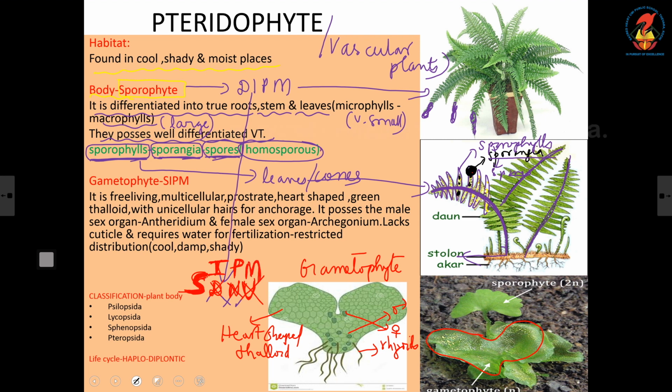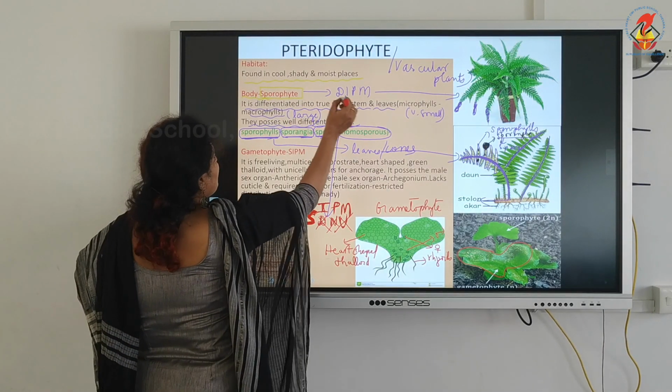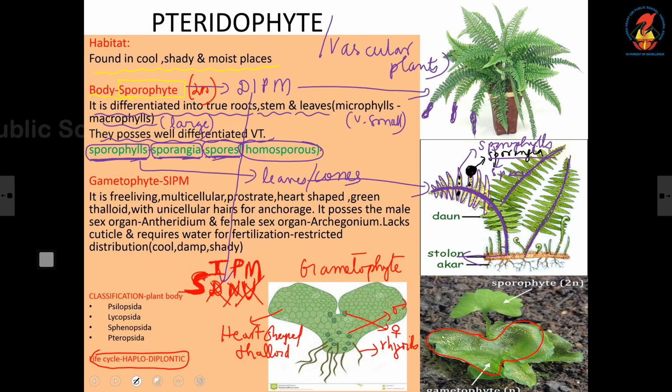So in that context we can say the life cycle is haplodiplontic. It should have been diplontic. Why diplontic? Because the real plant body is a sporophyte, so it should be diplontic, but it is haplodiplontic because of this reason. The gametophyte, though it is short lived, is independent, photosynthetic and multicellular. Because of that reason, it is having this type of life cycle which is described as haplodiplontic.